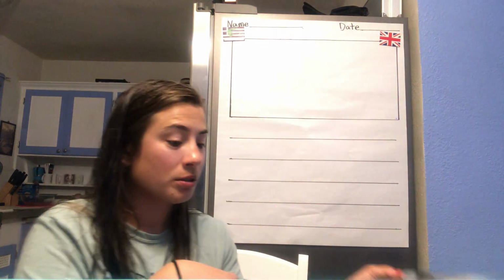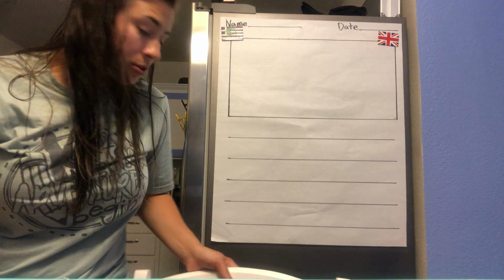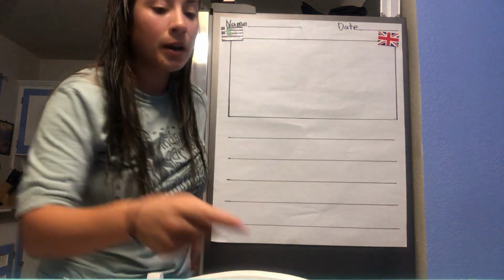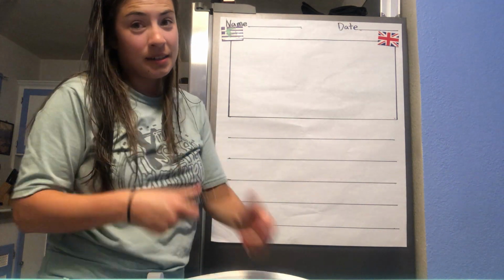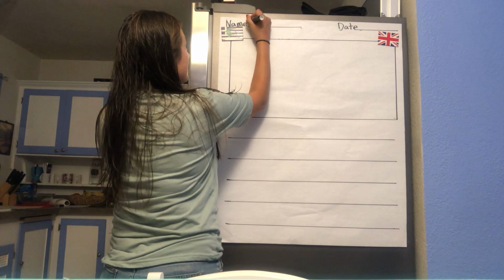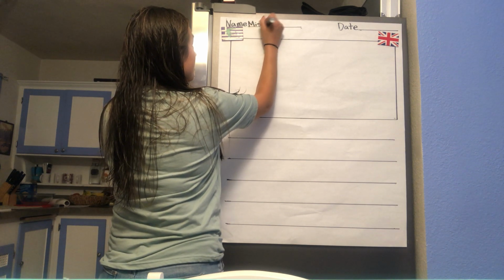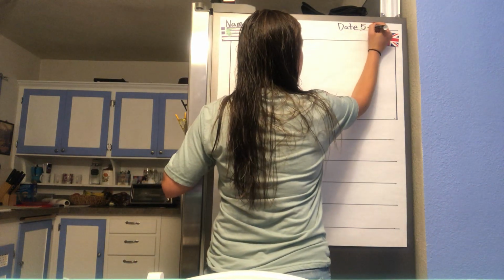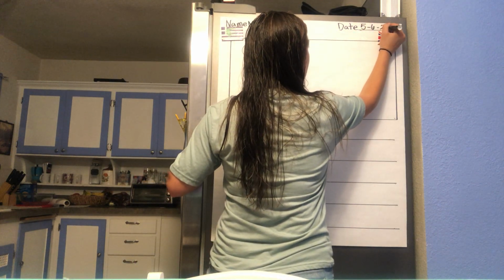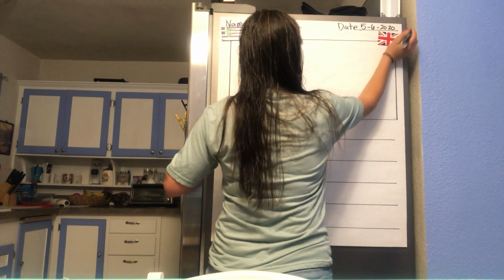So let's go ahead and start our journal writing about animal homes. My first sentence, I'm going to talk about birds. I thought about it, and I know that whatever I think I can write on this paper. And I realized I need to write my name again. So name, Miss Snow. Date, it is the 6th day of May, so it's May 6th, 2020.